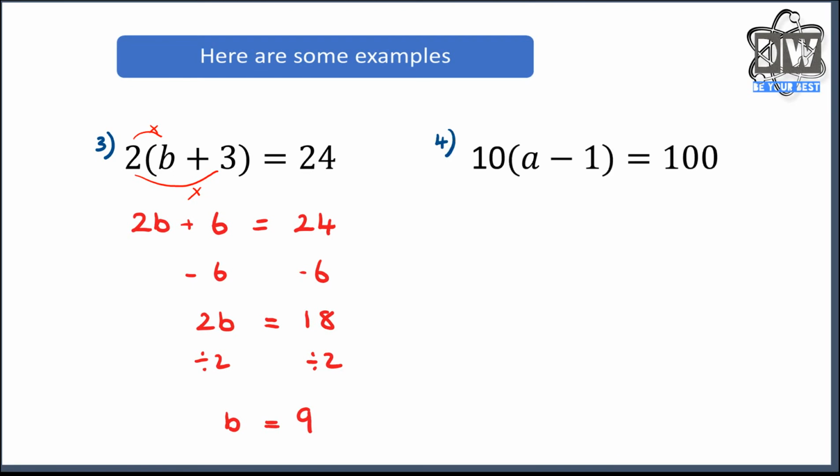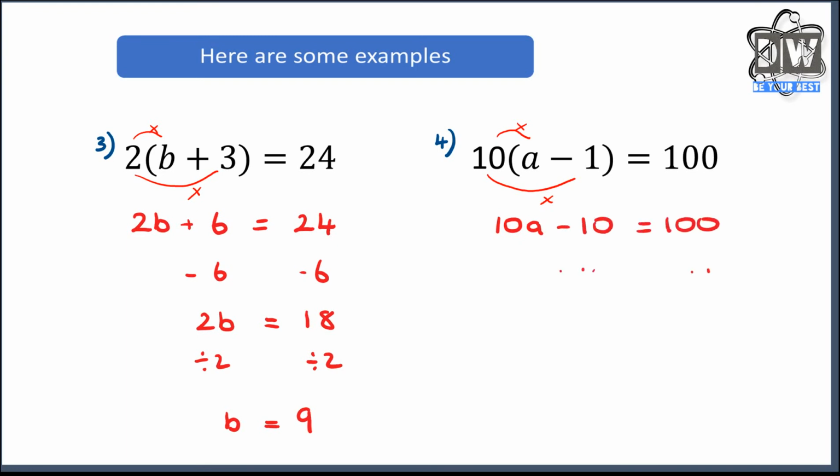Away you go. No help from me. Come back and see if you've got it correct. So easily started with 10 timesing by a, 10 timesing by minus 1. We'd end up with 10a minus 10 equals 100.